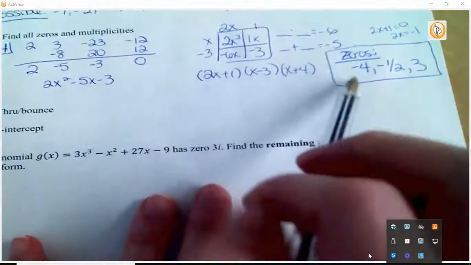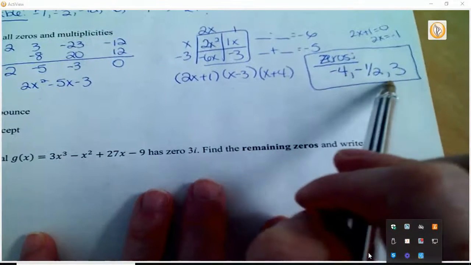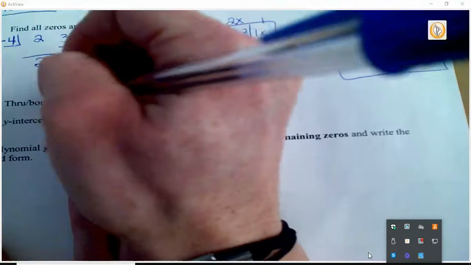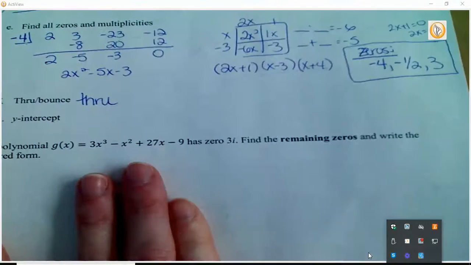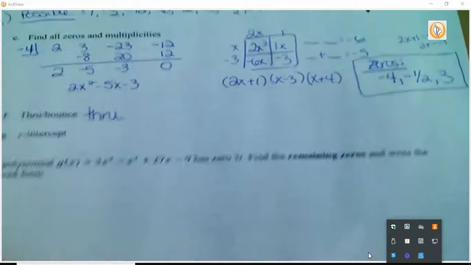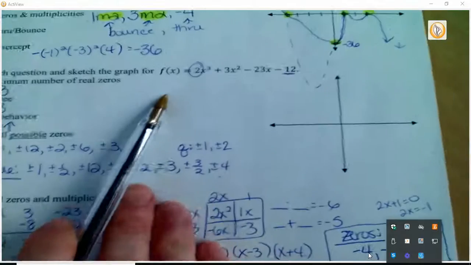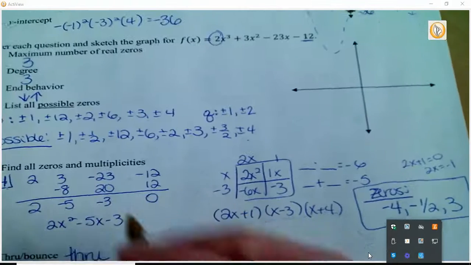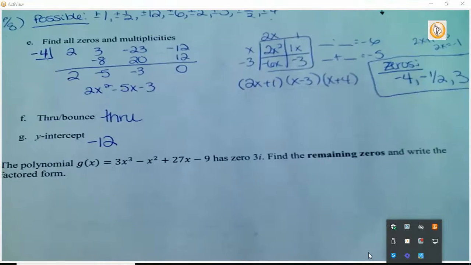Okay, through or bounce. All of these have a multiplicity of 1, so the graph will go through. Y-intercept, if I plug in a 0 for all of my x's at the beginning, we get 0 plus 0 minus 12. So y-intercept -12.